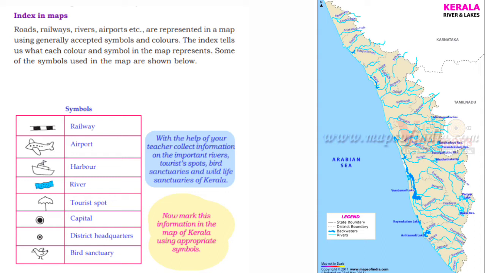These rivers are flowing to the west. Okay. Then let's know about Periyar. Periyar is the longest river in Kerala, having 244 kilometer length. Most number of hydroelectric projects and dams are located on the Periyar river among the rivers of Kerala.